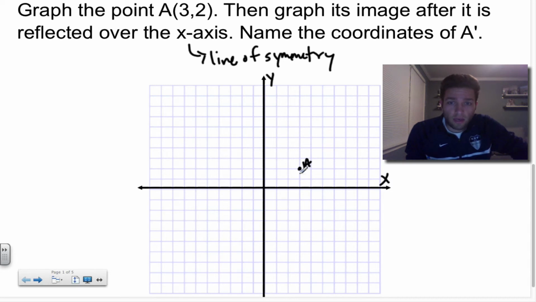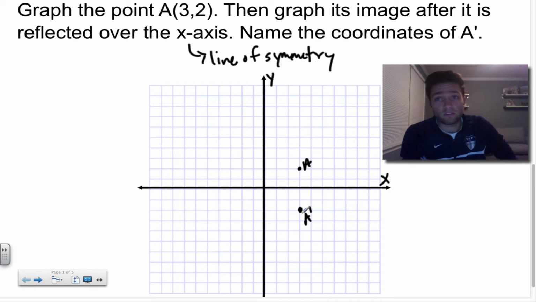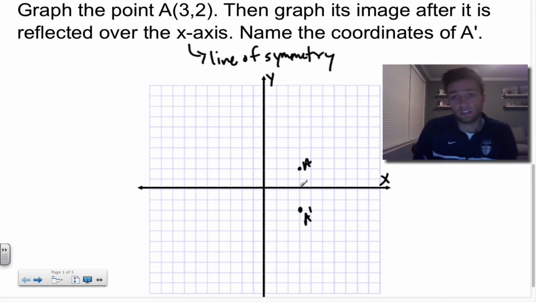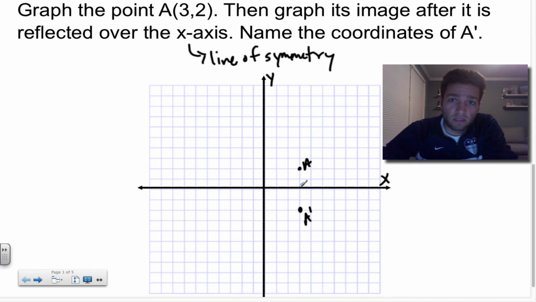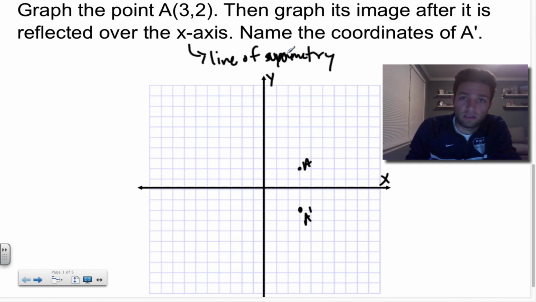So how do I figure out where A prime is going to go? Well, this is going to be my line of reflection. A is 2 spaces away. So that means A prime needs to also be 2 spaces away. So 1, 2. And there's A prime, the image. It is not too difficult to do a reflection. You just need to know how it works. Pay attention to what your line of, not symmetry, excuse me, line of reflection is.